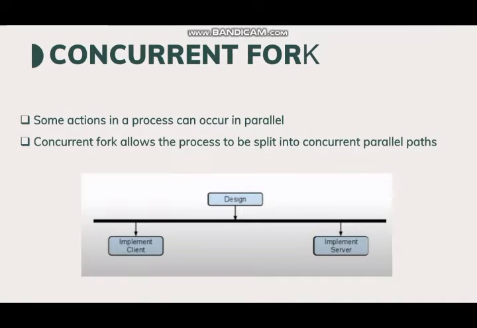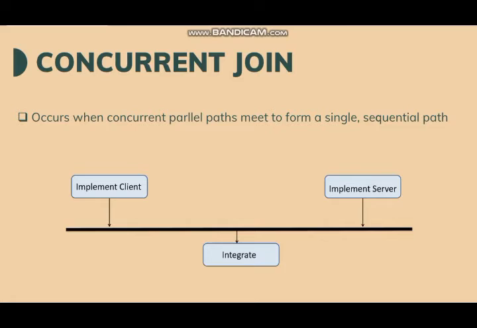The way we come back together from a concurrent fork is with the opposite, the concurrent join. This is the same kind of heavy line, however, transition arrows come into the line and a single transition comes out of the line to the next state. We have multiple concurrent parallel paths meeting to form a single sequential path. Sa concurrent fork, ato siyang split, while sa concurrent join is to combine.